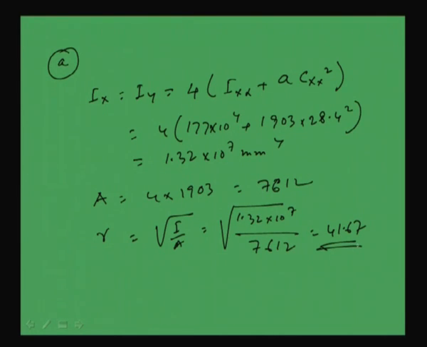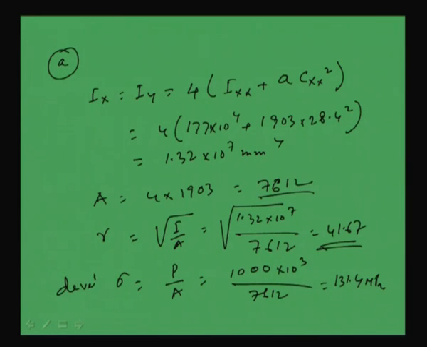Now we can find out the developed stress, sigma. Sigma is P by A. Here P is given, that is 1000 kilonewton, so 1000 into 10 cube by area. Area is given as 7612. So this is coming 131.4 MPa, right? So the developed stress is 131.4 MPa.